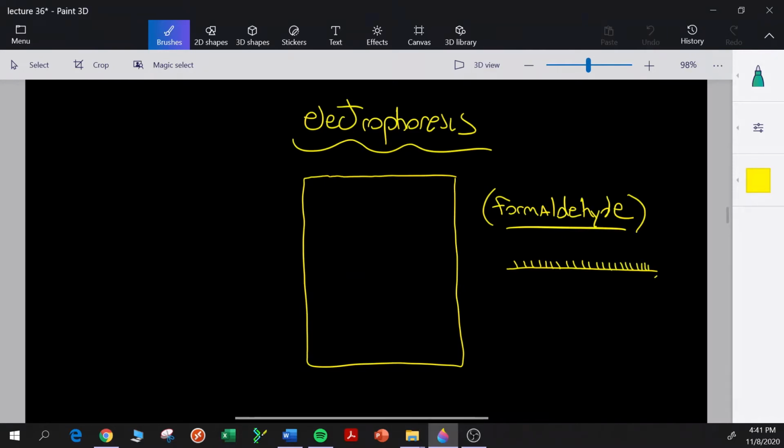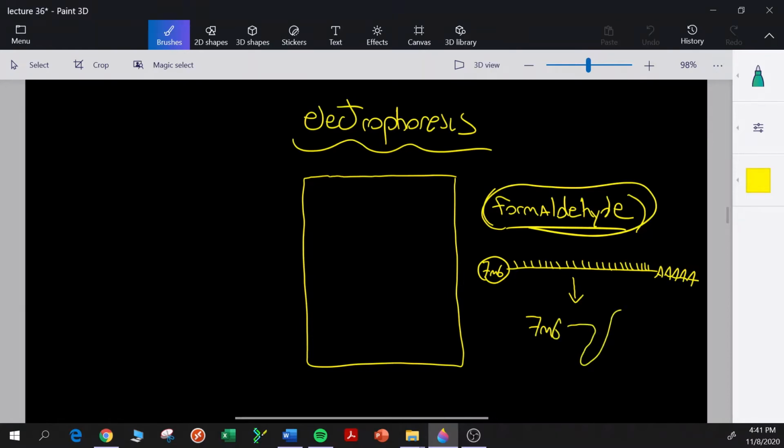And messenger RNAs will have a poly A tail and a 7-methylguanosine cap. And even though I have it diagrammed here as a single strand, if we don't have a chemical like formaldehyde in the gel, what can happen is that RNA can fold into strange shapes by intramolecular hydrogen bonding. So little sections of the RNA that happen to be complementary to each other can fold, and we get these strange secondary structures forming in that RNA.